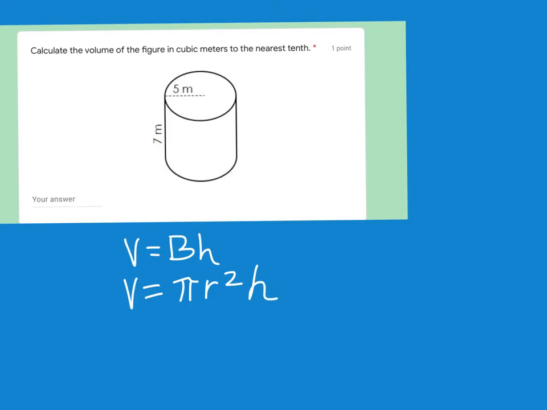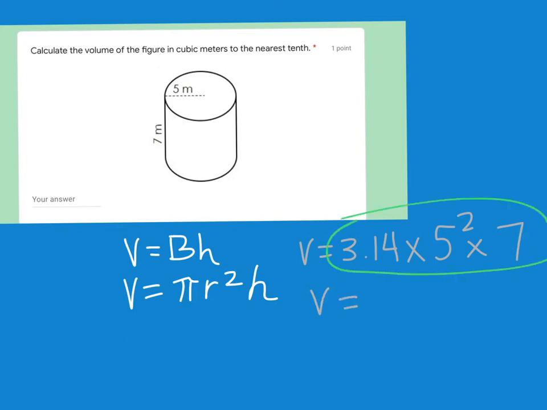So now we're going to do V equals 3.14 times the radius squared times the height. So you're going to multiply all that together. So 3.14 times 5 times 5 times 7. So this is going to become 549.5 for this one. And it said to the nearest tenth, so that is the tenths place.